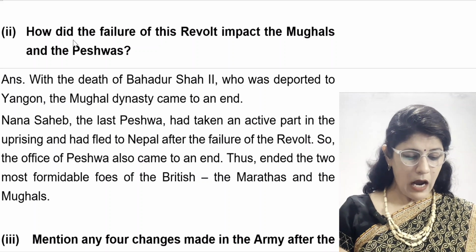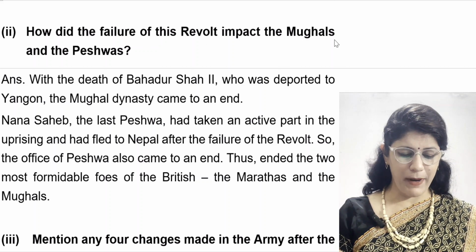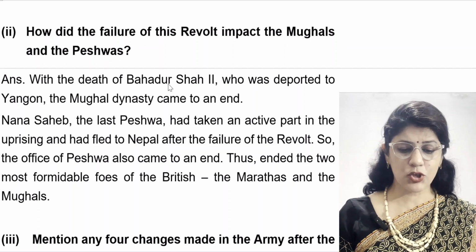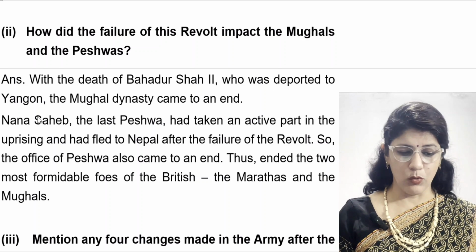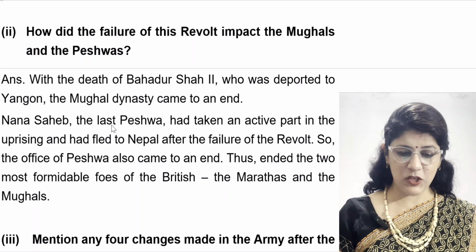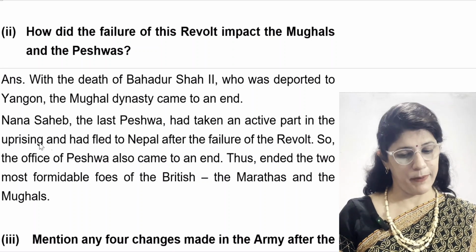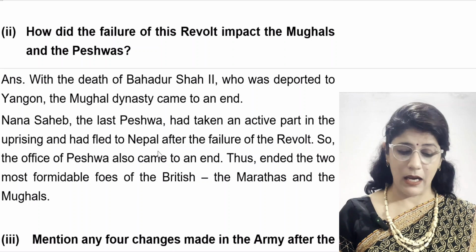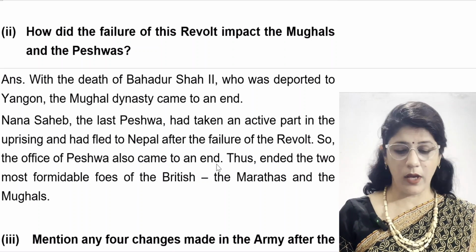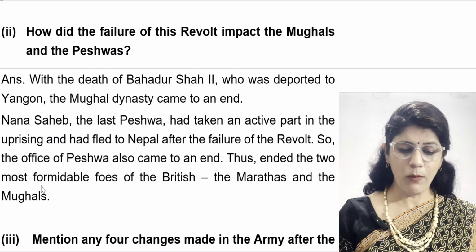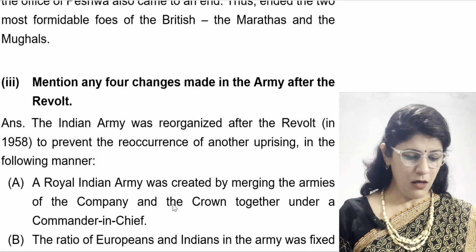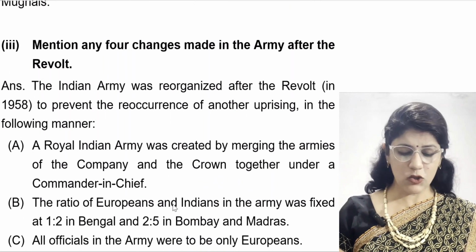In second part, how did the failure of this revolt impact the Mughals and the Peshwas? With the death of Bahadur Shah II, who was deported to Yangon, the Mughal dynasty came to an end. Nana Sahib, the last Peshwa, had taken an active part in the uprising and had fled to Nepal after the failure of the revolt. So the office of Peshwa also came to an end. Thus ended the 2 most formidable foes of the British, that means the Marathas and the Mughals. This part again is of 3 marks.